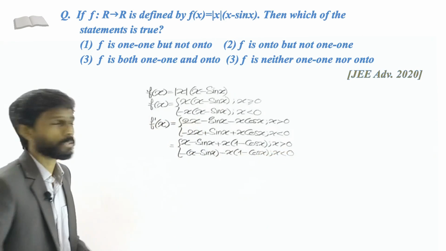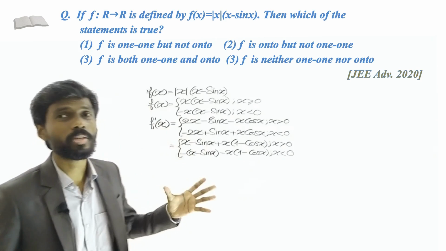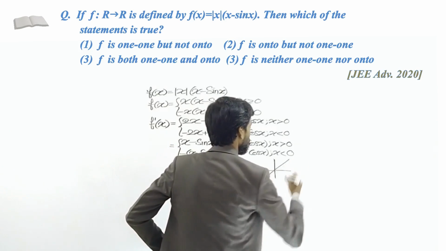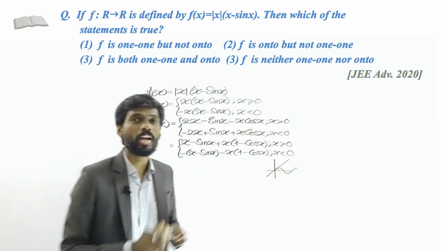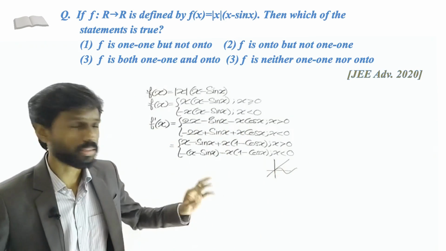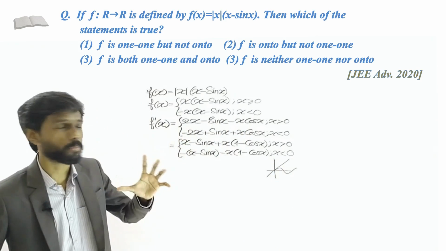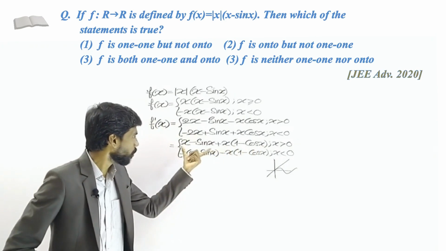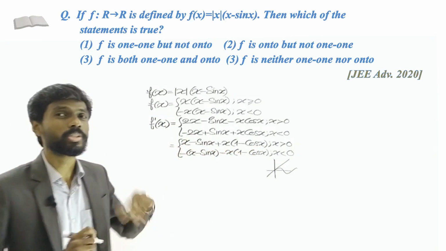Is it always positive? As we know, x is greater than sin x for positive values of x. From the graph of sin x and x, we can understand this: this is the graph y equal to x, and the sin x curve is like this. For positive values, sin x is always less than x. That means x minus sin x is always positive. And 1 minus cos x is positive anyway, and x is also positive. So the whole expression is always positive for positive values of x.